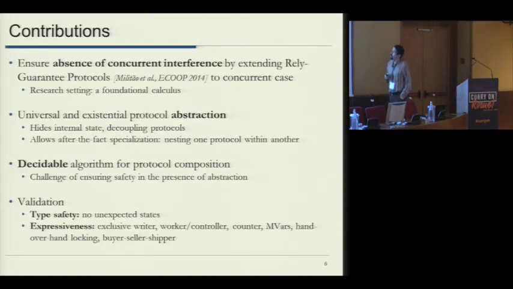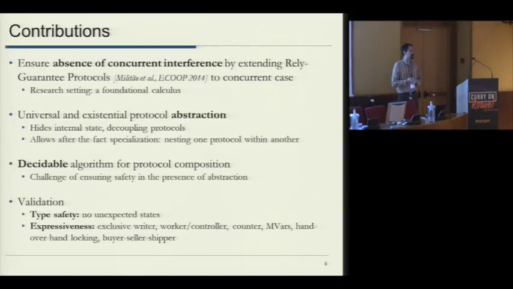So what do we do? We extend the idea of rely-guarantee protocols from ECOOP 2014, Philippe's paper there, and we prove an absence of concurrent interference. And this is an extension to the concurrency case. So before we were looking at shared state, but shared within one thread. So this is a foundational calculus, but hopefully it can be built into practical language designs in the future.